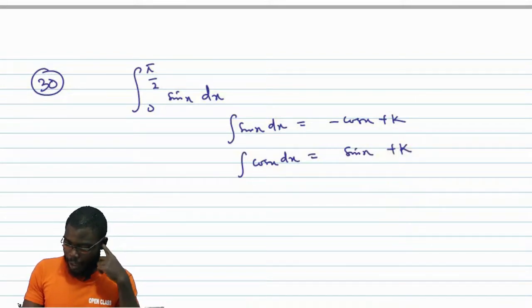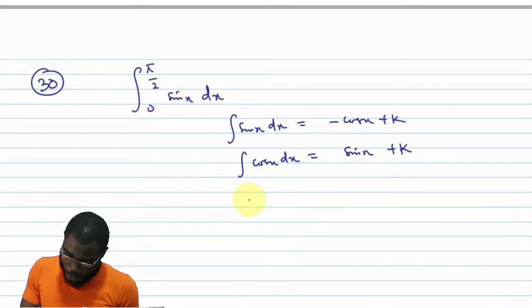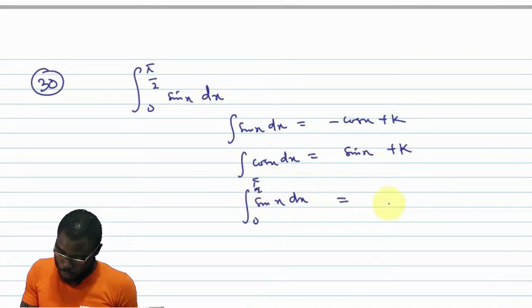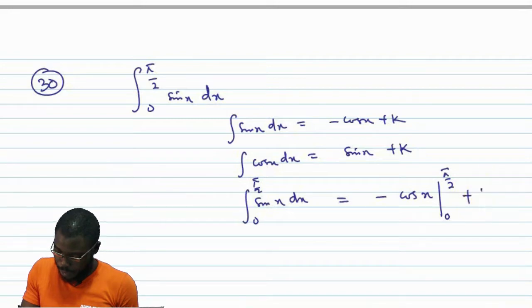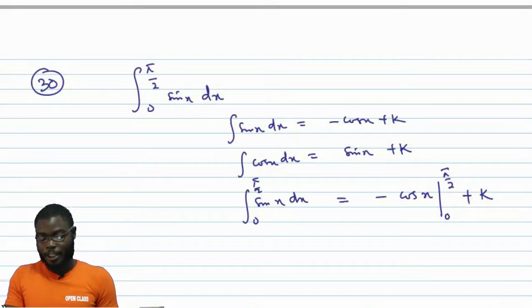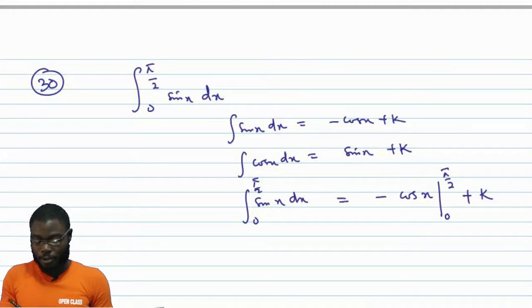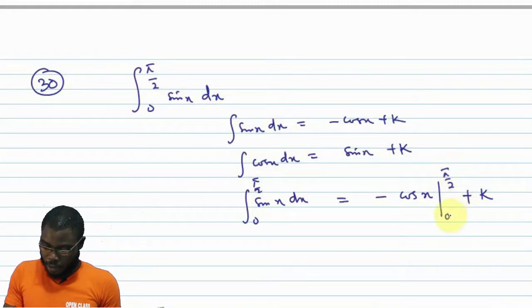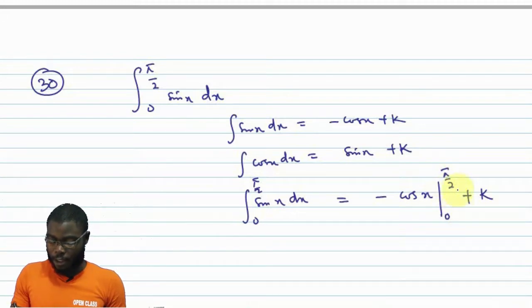Okay, having this in mind, we come to this question. The integral of sine x dx from 0 to pi over 2 equals minus cos x from 0 to pi over 2 plus a constant k. This is a definite integral. It's different from the integrations you solved before, because this one has limits. This is called the upper limit, and this is called the lower limit. So you are integrating within the boundary of these limits.